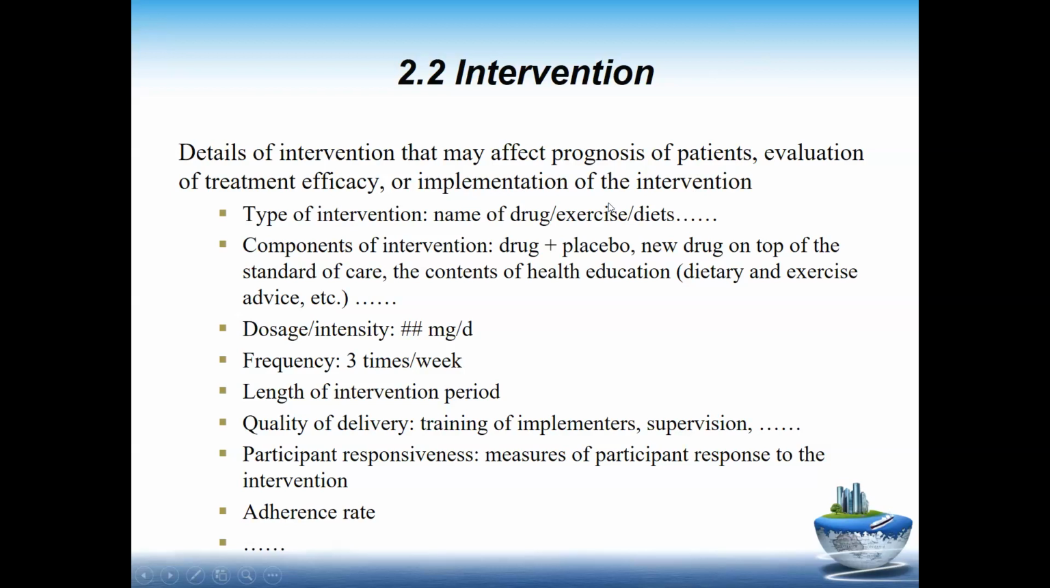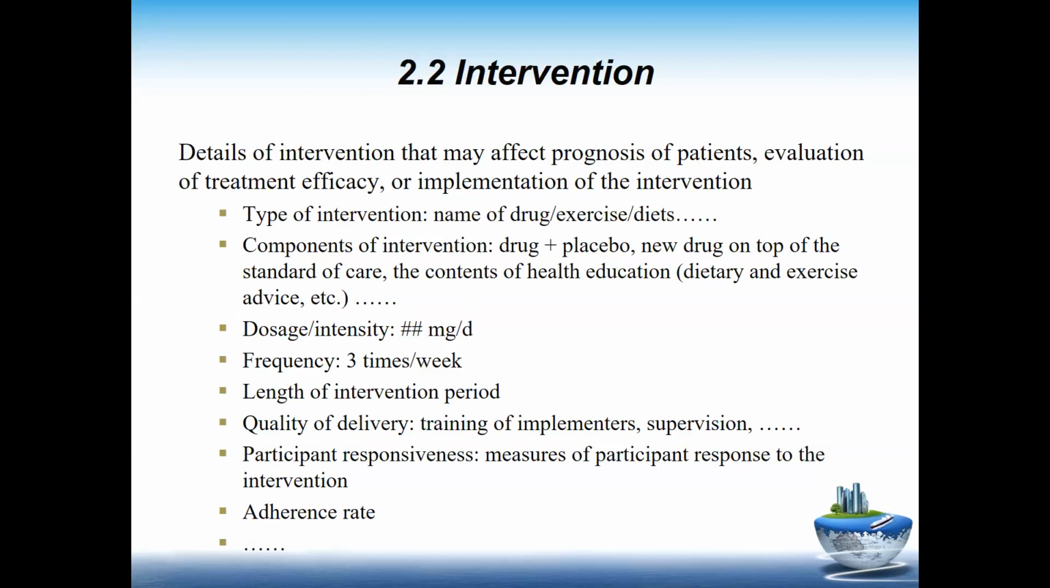And also for exercise, later I'll give an example, okay? For exercise, you need to write down the name of the exercise or diets, okay? We have like DASH diets, we have FODMAP diets, etc. Different diets, right? What kind of diets you are actually looking at, okay? And also the detailed components of intervention or comparison.